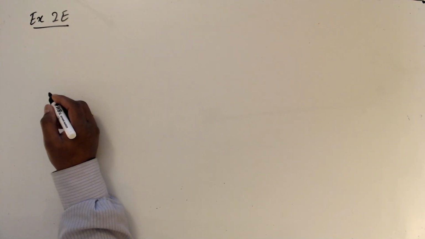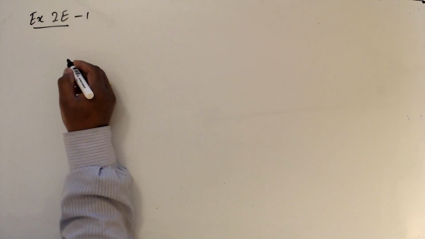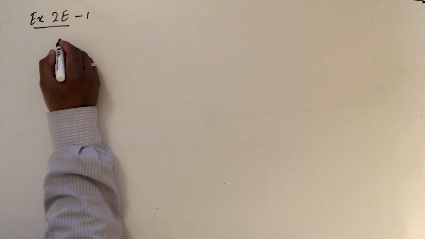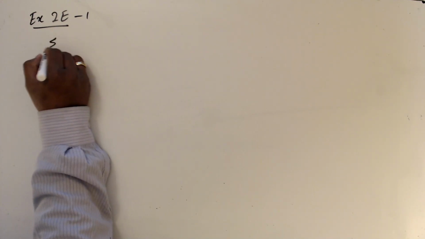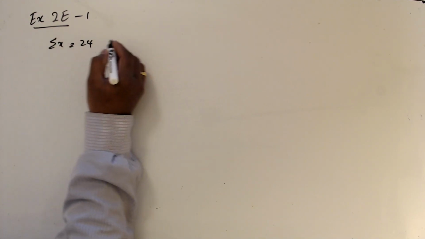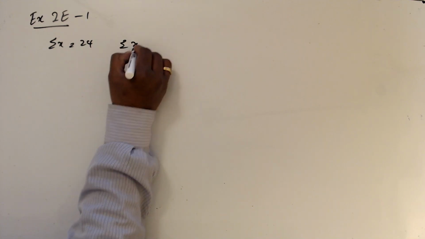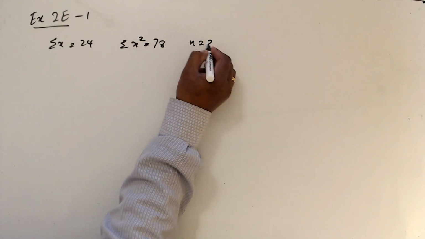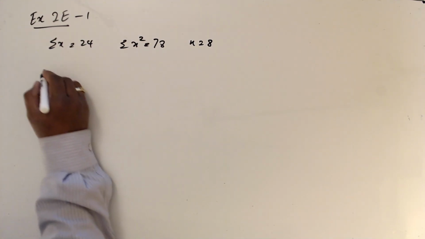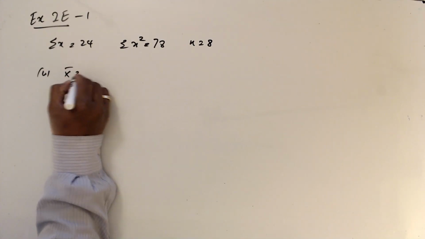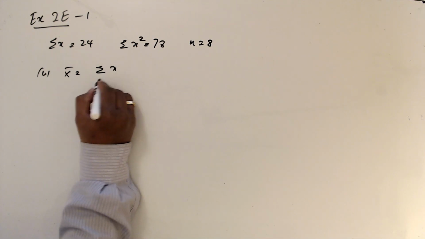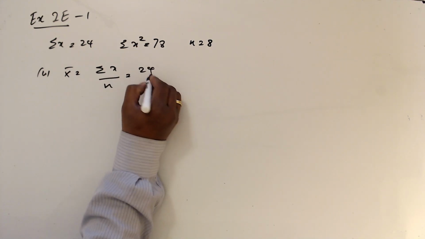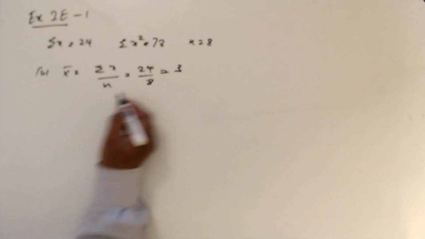Exercise number 2A, question number 1. Summation x equals 24, summation x square equals 78 and n equals 8. The first one is find the mean. Mean x bar equals summation x over n, that is 24 over 8, answer is 3.